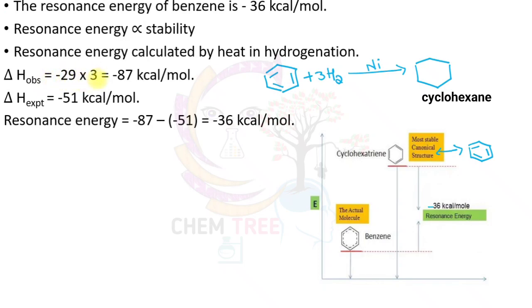Minus 29 multiplied by 3, we get minus 87 kilocalorie per mole. For one double bond to break, we require 29 kilocalorie per mole of energy. Here we are breaking 3 double bonds, therefore we get minus 87 kilocalorie per mole. But experimentally, it is minus 51 kilocalorie per mole. And the resonance energy for benzene is the experimental energy minus the calculated energy. We get minus 36 kilocalorie per mole.